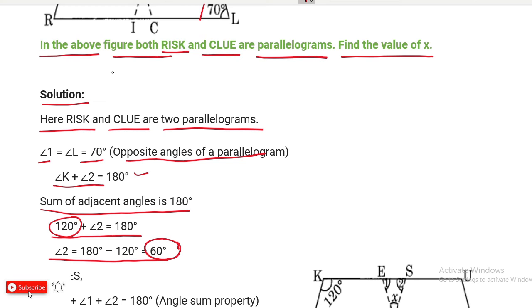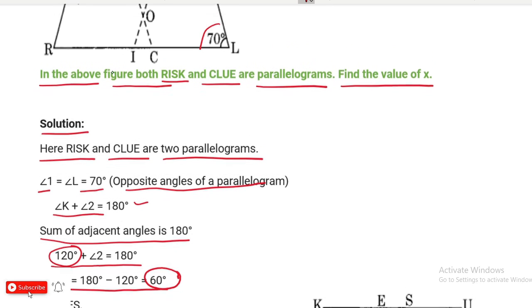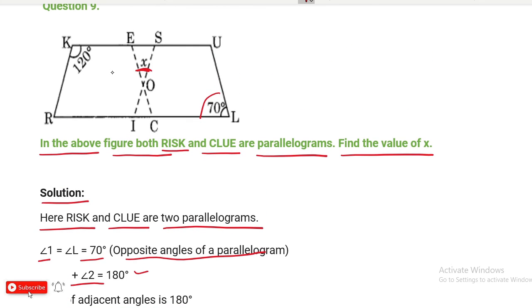That means we found the value of angle 2. Okay, this is your angle 2 and this is your angle 1.